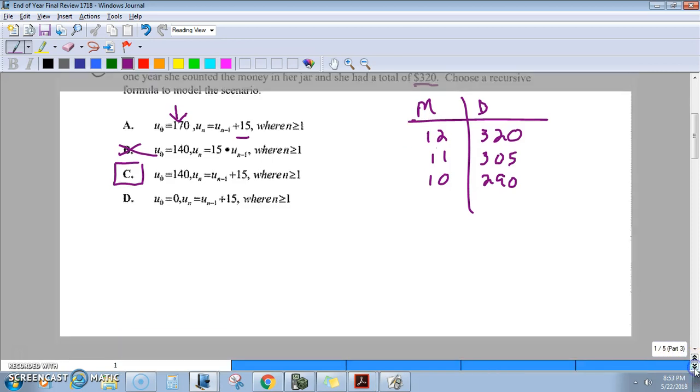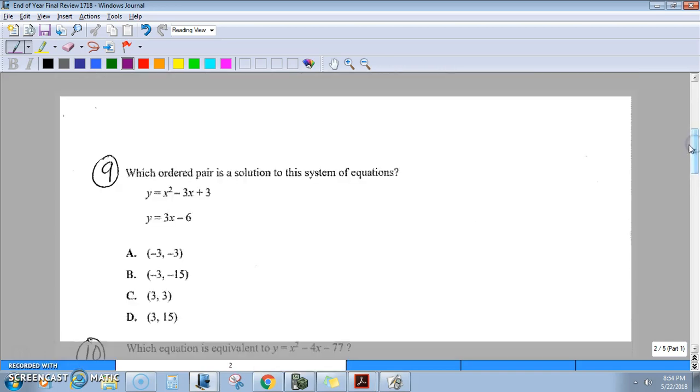Question 4. Oh, this is the PDF version that does not have questions 4, 5, 6, 7, and 8. So I will have to get those and hit you guys later. But let's go to question number 9.